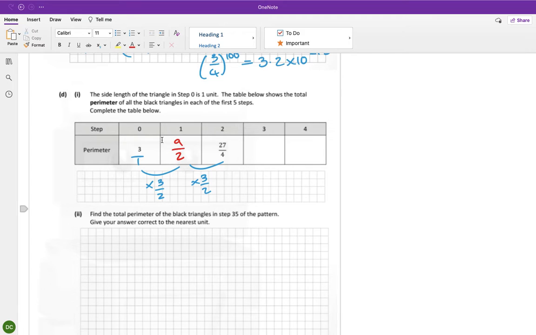So 27 over 4 multiplied by 3 over 2 gives me 81 over 8. Multiplied, 81 over 8 multiplied by 3 over 2 is 243 over 16. Find the total perimeter of the black triangles in step 35 of the pattern.